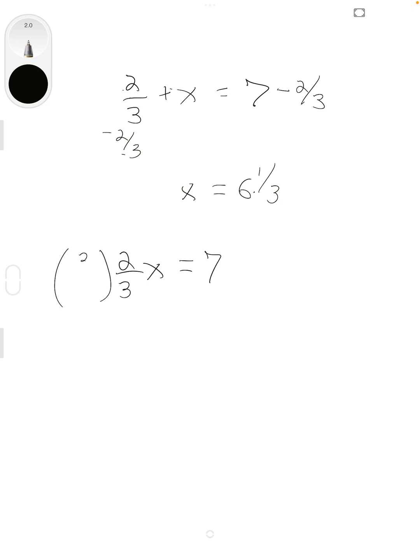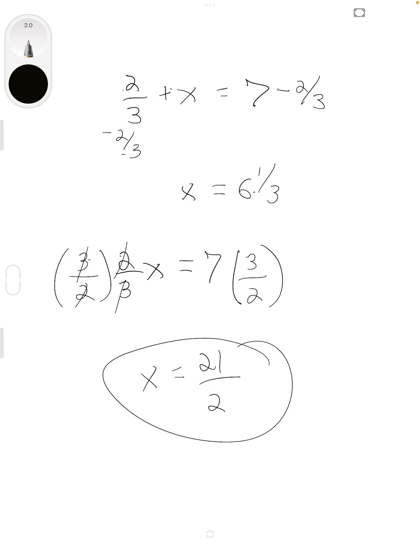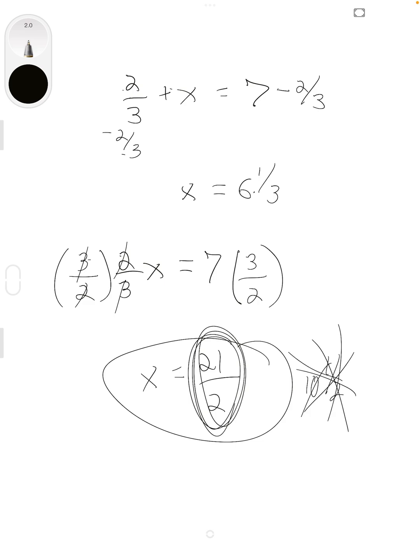That's very different than here. What do I do to get rid of the x? I must multiply it times the reciprocal of the number in front of the x. Because 3s will cancel, 2s will cancel, or 6 over 6 is 1, and I end up with x equals 7 times 3, which is 21 over 2. We always leave them in this form. We never say, oh, this is equal to 10 1/2. That's lame. Always leave it in fraction form.